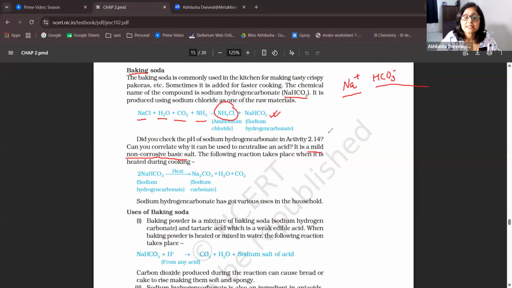The other thing is that it is made from sodium hydroxide and the mild acid, carbonic acid, H2CO3. But the reaction you are going to write is this. These two are giving you the salt, but we are not going to write it in any other way. This is the preparation method.